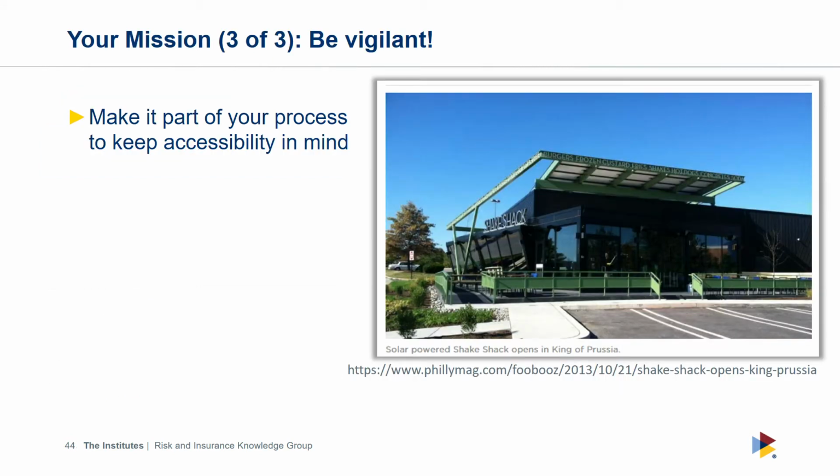The other thing you want to do is be vigilant. Make it part of your process to keep accessibility in mind. We're an agile team, and we have made it part of our definition of done. It's not done until it's passed accessibility checks. It cannot go to production until it's passed these checks. That is a way of keeping it part of our process all the time so that we make sure we're never forgetting about it.